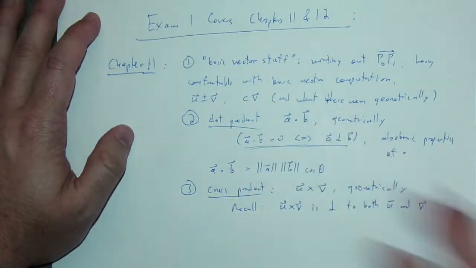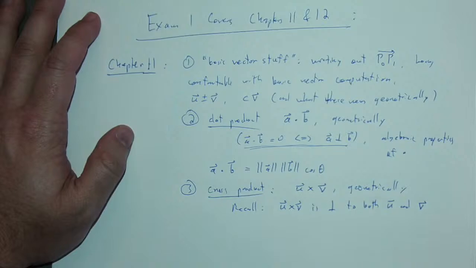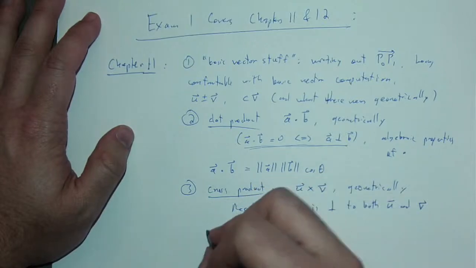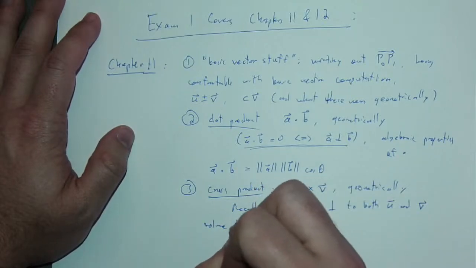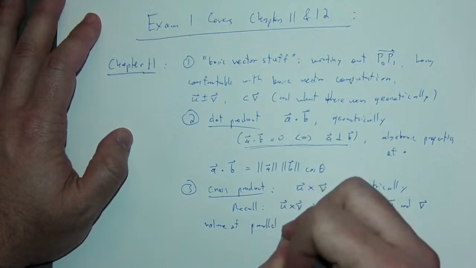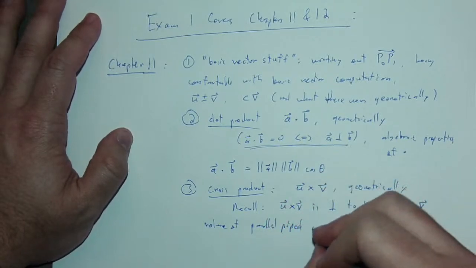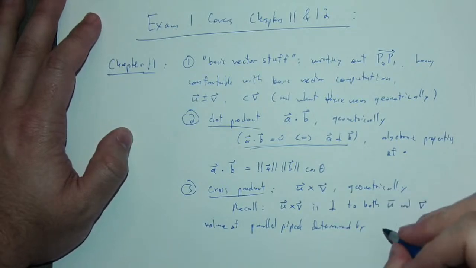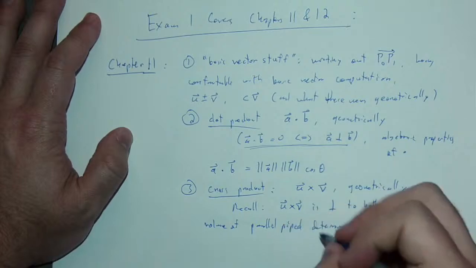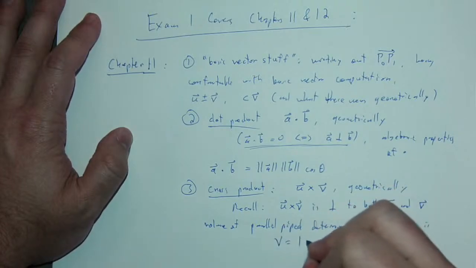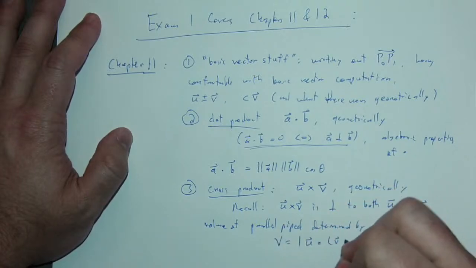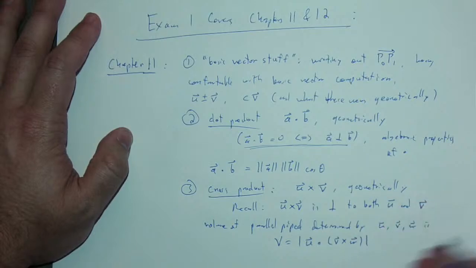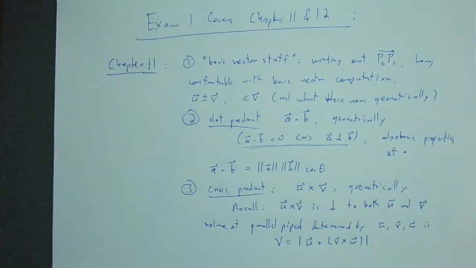Together, we can define a triple product which computes the volume of a parallelepiped determined by three vectors. The volume of the parallelepiped determined by three vectors, say u, v, and w, is the absolute value of u dotted with v cross w. Of course, you can do this triple product in any order.